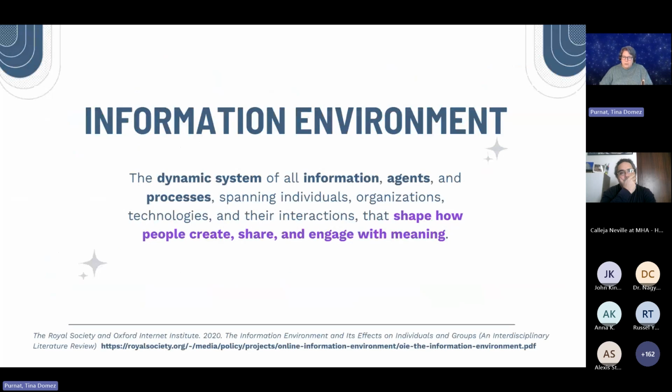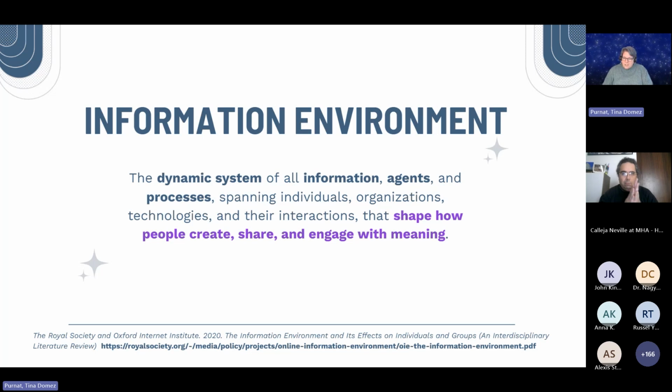Our experience shows that we need to think about the complexity of all of this that I was just talking about as an environment. It's not just a matter of isolated pieces of misinformation or specific difficult topics in health. And to really get our heads around this, I want to focus on this definition from the Royal Society and the Oxford Internet Institute. And this quote is really important because it changes, I think, how we see the challenge.